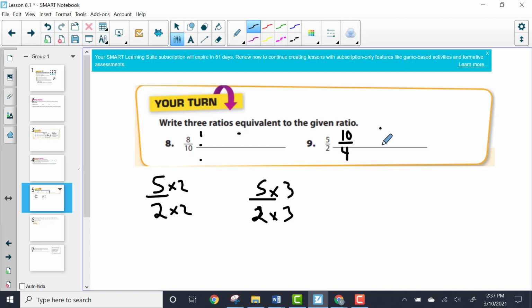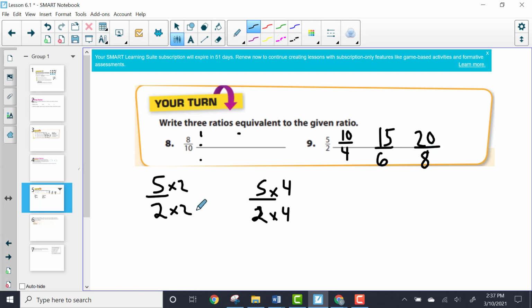That's going to give me the ratio of 15 to 6. And then we can also multiply both terms by 4. That would work as well. Multiply 5 by 4 and 2 by 4, and that's going to give me the ratio of 20 to 8.